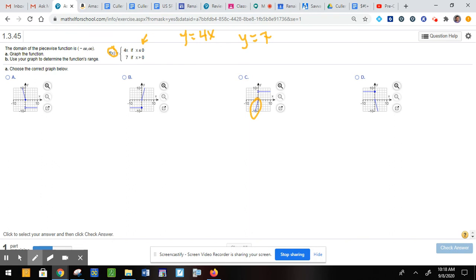And then the right side is y equals 7. So the right side of the equation, from the point where x is greater than 0, that part on the right side is a flat line at 7. And then it's an open circle at 0 because it was just greater than. So the answer for this one is going to be C.